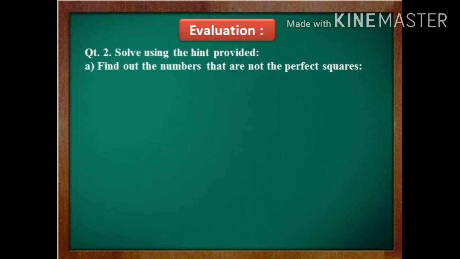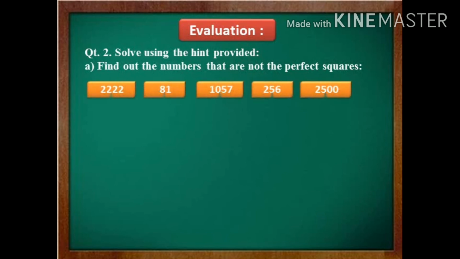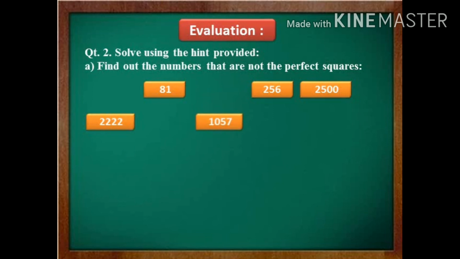Solve using the hint provided. Find out the numbers that are not perfect squares. So from this given set of numbers, we can say that 2222, 1057 are not perfect squares.